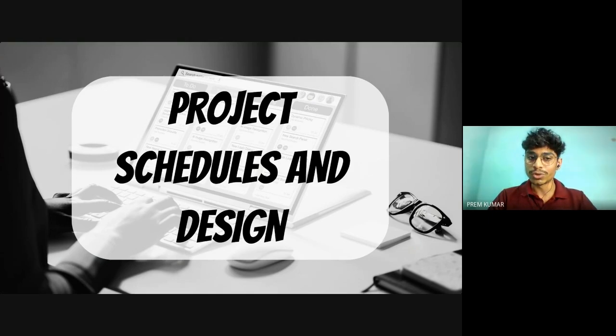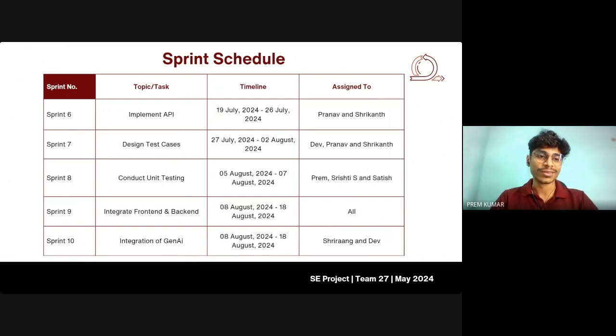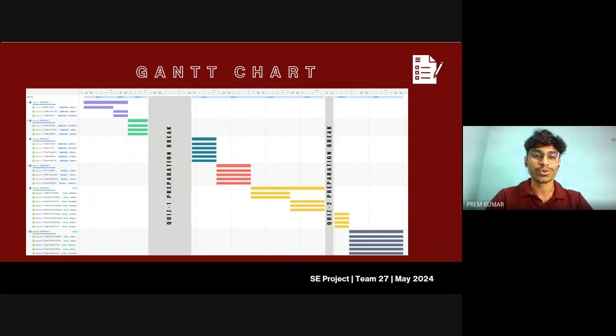We have project schedules and designs. We have divided the work into different sprints. We have decided to distribute the tasks among our team, so that we can easily manage our work, even in exam time. We have a lot of exams, quiz one, quiz two, and we also have course content to put in. So we have divided it, and you can see in the Gantt chart that we have distributed the tasks across different milestones, so that we can perform our tasks well and uniformly.